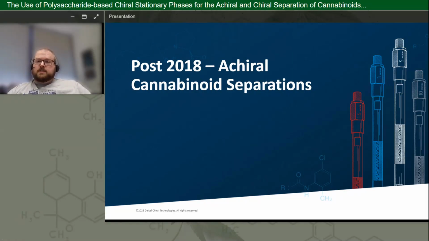separations post 2018, and the focus at that point was on achiral cannabinoid separations. Now, when I say achiral, I am saying anything else that's not chiral. So if it's not a pair of left-handed, right-handed compounds, if it's structural isomers, regioisomers, or diastereomers, that all gets covered by this general achiral term for separation.